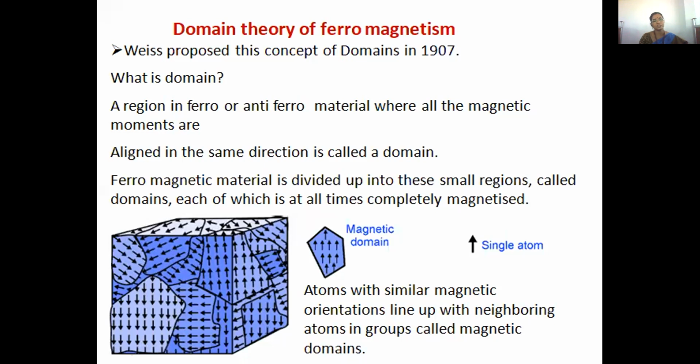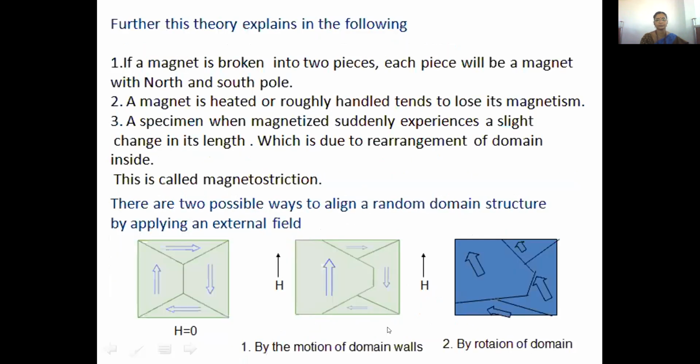What is a domain? A domain is a space, a region in a ferro or antiferro material where all the magnetic moments are aligned in the same direction. We call it a domain. Ferromagnetic material is divided up into these small regions called domains, each of which is at all times completely magnetized. We observe magnetic domains; this is how all the spins are aligned in the same direction. Atoms with similar magnetic orientations line up with neighboring atoms in groups called magnetic domains.